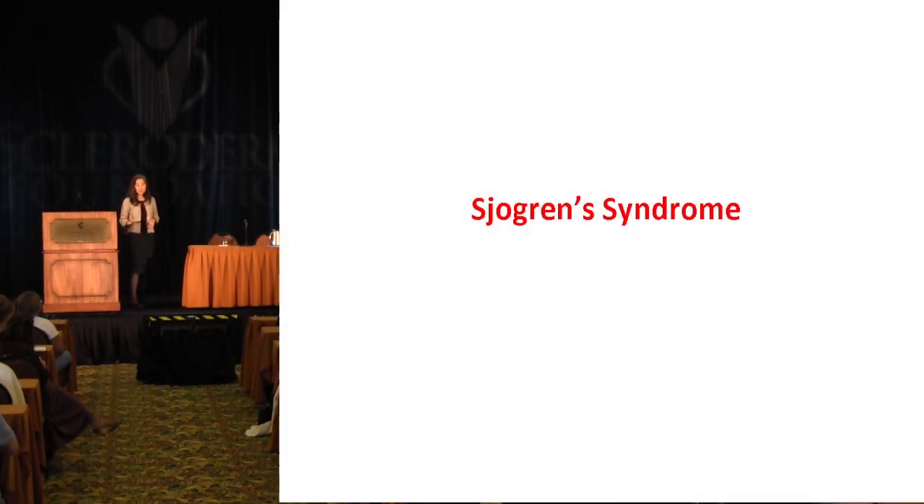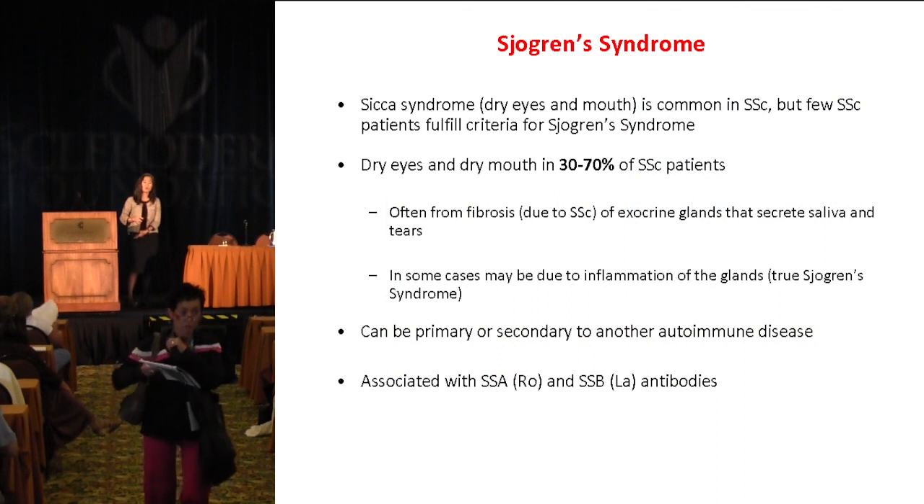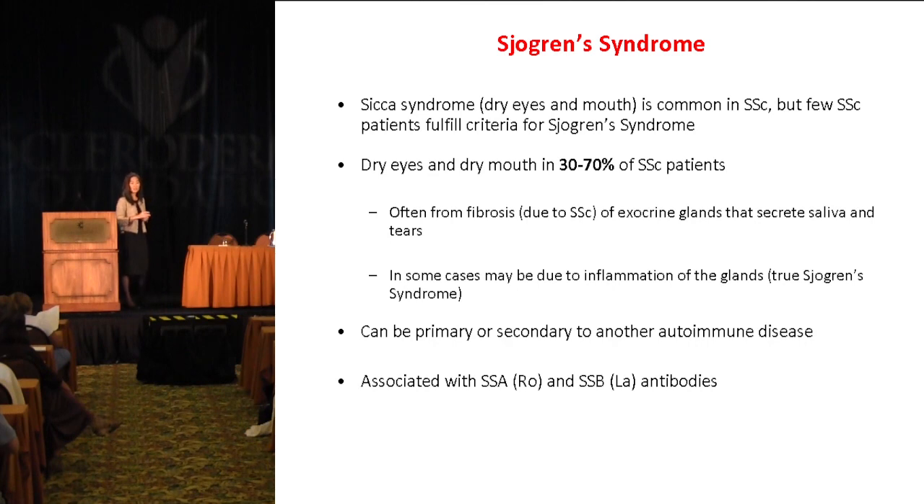Okay. So we're going to launch into Rheumatology 101, and we're going to go through some of these clinical syndromes that we deal with. The first one is Sjogren Syndrome. Sjogren syndrome refers to what's called sicca syndrome, dry eyes, dry mouth. This is actually very commonly found in scleroderma. However, there are few patients with scleroderma that fulfill all the criteria for Sjogren syndrome.